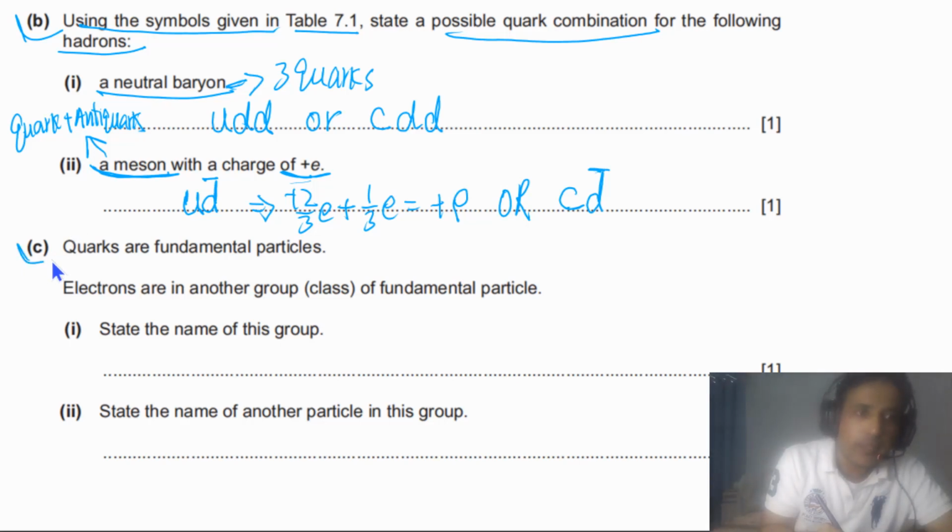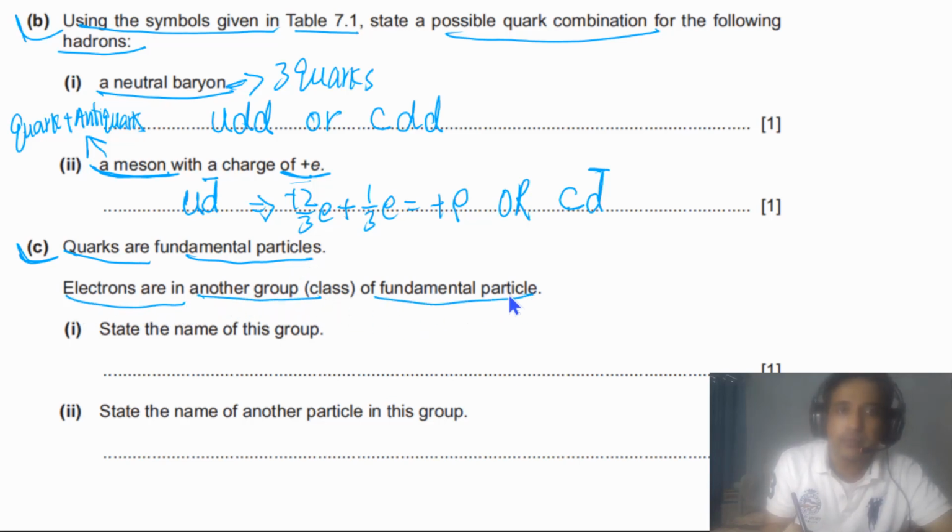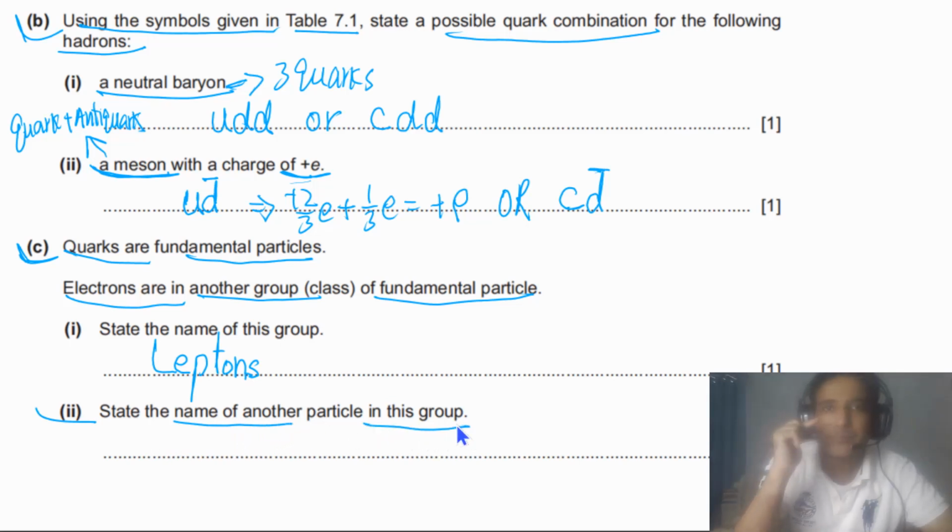Now if we go to part C, it says quarks are fundamental particles. Electrons are in another group of fundamental particles. Electrons belong to the lepton family. For the second part, we need to state the name of another particle in this group, leptons.